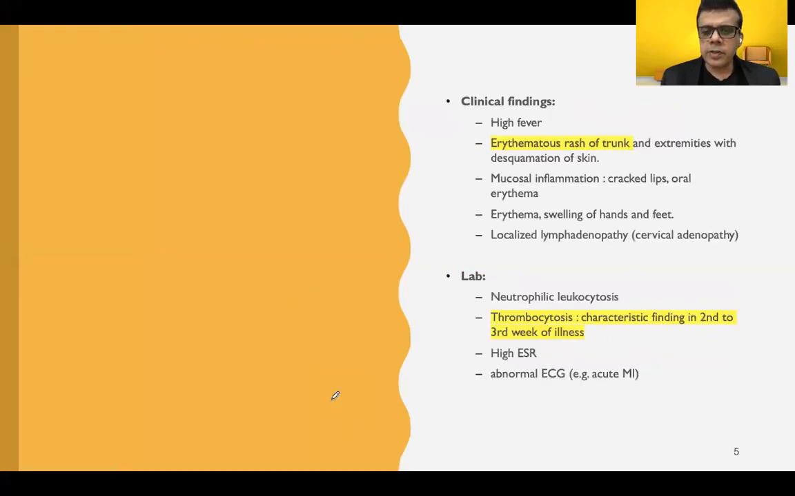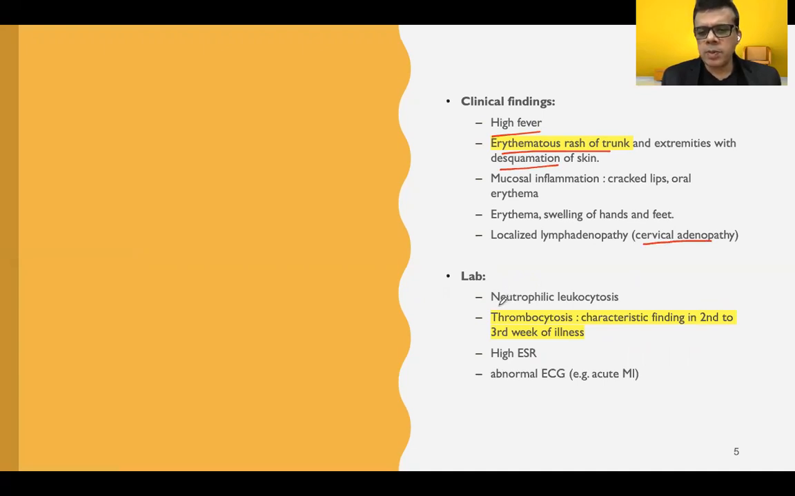The clinical features that are noted are high-grade fever, erythematous rash over the trunk, and peeling or desquamation of the skin. Mucosal inflammation manifests in erythema and cracked lips. There may be swelling of hand and feet, swelling and clubbing of hand and feet may be noticed. Cervical lymphadenopathy may be a prominent feature.